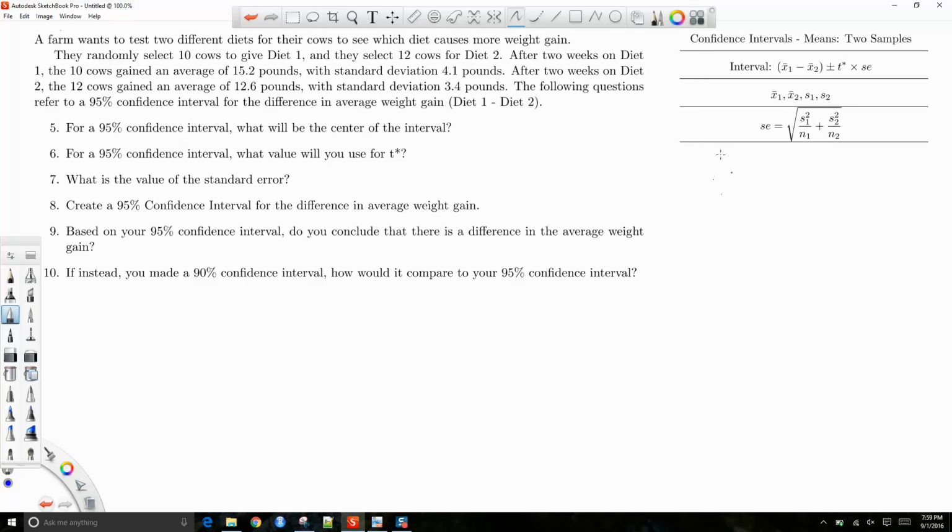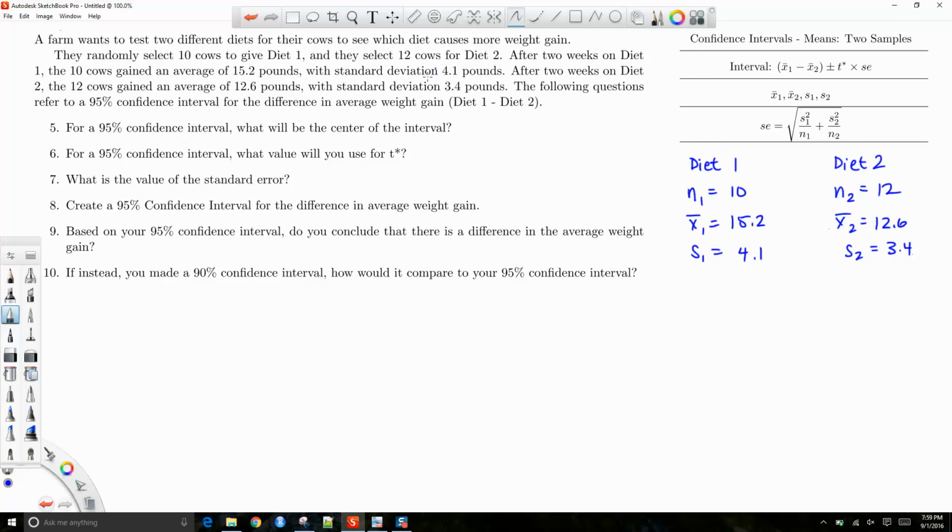So a lot of times I like to list off the values that I have. So I've got diet 1 and diet 2 for basically sample 1 and sample 2. And so my N for diet 1 is 10 cows. My N for diet 2 is 12 cows. My x bar 1 for diet 1 is 15.2. My x bar 2 for diet 2 is 12.6. My s1 is 4.1 pounds. And my s2 is 3.4 pounds.